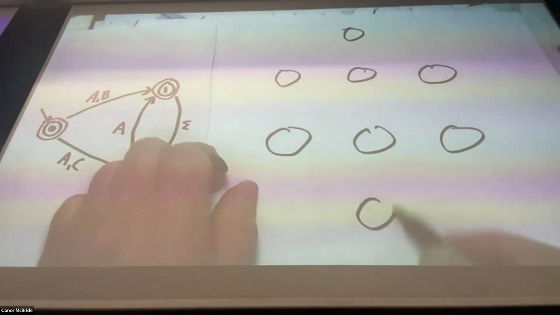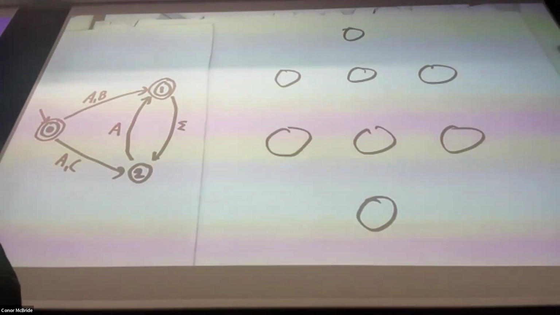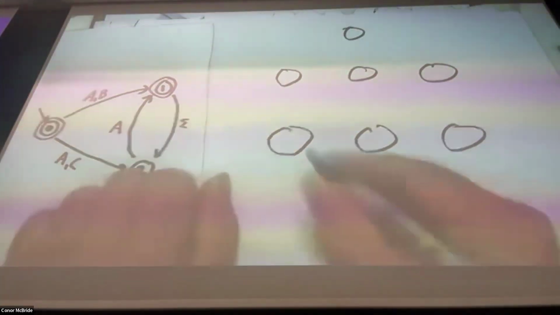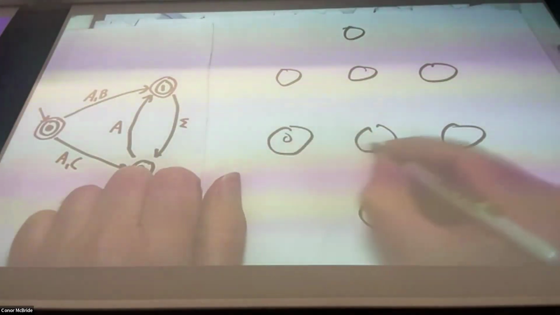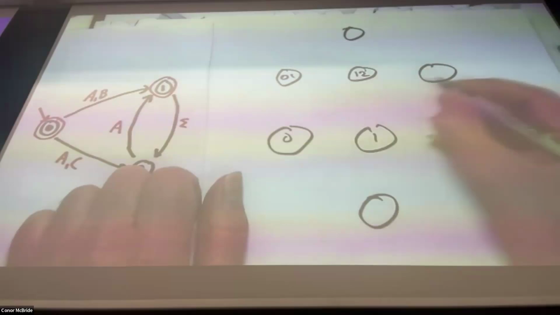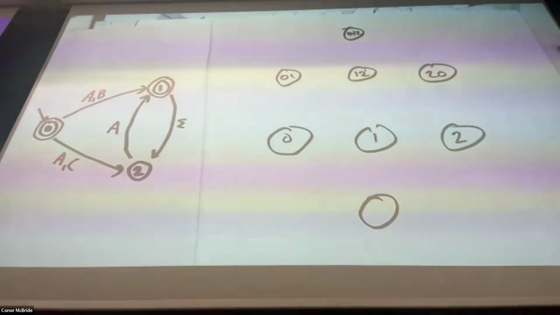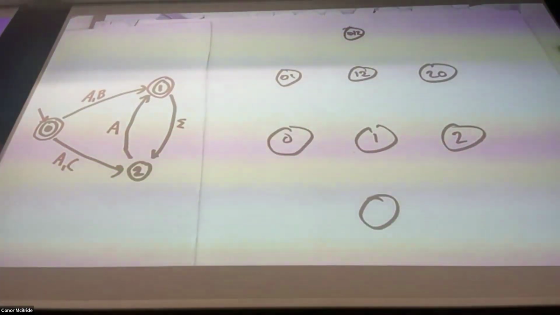And if I were you, Connor, I would just label these states with the sets they represent rather than binary. Binary coding, right? So this is 0, 1, 2, 0, 1, 1, 2, 2, 0, and this is 0, 1, 2. Okay, let's play this game again.